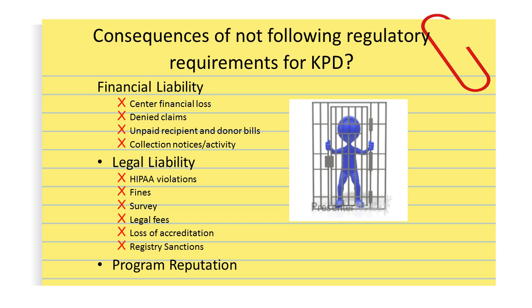There are a lot of consequences if you don't follow this, so it's highly regulated. There's financial liability in terms of center financial loss, denied claims, unpaid recipient and donor bills, and potentially collection notices and activity. There could be legal liability in terms of fines and surveys. And again, we don't want to have any negative program reputation.